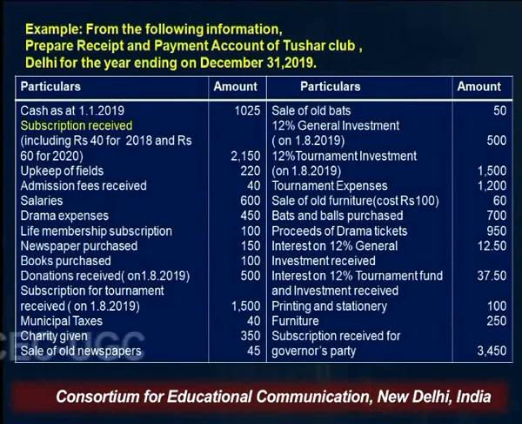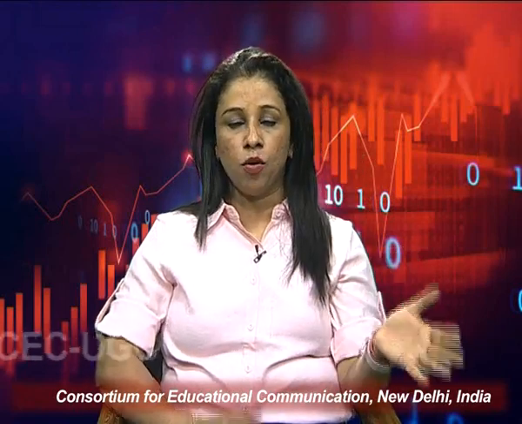The next items are upkeep of fields, admission fees, receipts, salaries, drama expenses. So basically what we have to do while preparing this receipt and payment account is segregate all the items. All the receipts, whether they are of capital nature or revenue nature, belonging to the current year, previous year or next year, will be shown on the receipt side. All the payments, whether they are capital payments or revenue payments, belonging to the current year, previous year or next year, are to be shown on the payment side of the receipt and payment account.